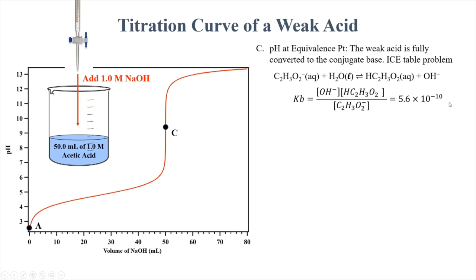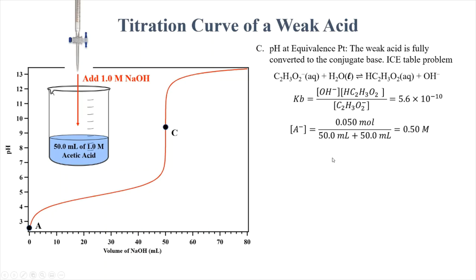We have to remember that the KA and the KB are related to KW, which is 1 times 10 to the minus 14. So the way that I can calculate this very quickly is by taking 1 times 10 to the minus 14 divided by the 1.8 times 10 to the minus 5, which is the KA for acetic acid, and then you get 5.6 times 10 to the minus 10. So I didn't have to look this up. I was able to calculate it knowing that KW is equal to KA times KB.